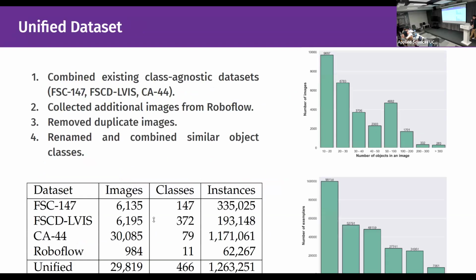So to address these issues, we created a unified dataset by combining and refining the existing ones. We also additionally collected a number of images from the RoboFlow platform. We removed duplicate images and also refined object classes for consistency. Note that the dataset is split into training, validation, and test sets in such a way that there is no overlap between the classes in them. So the model is evaluated on classes that were not present during the training.